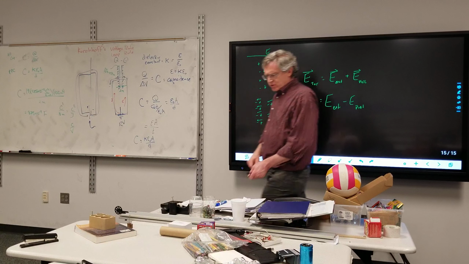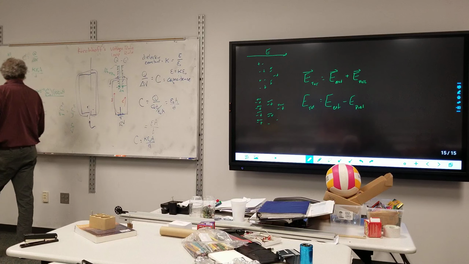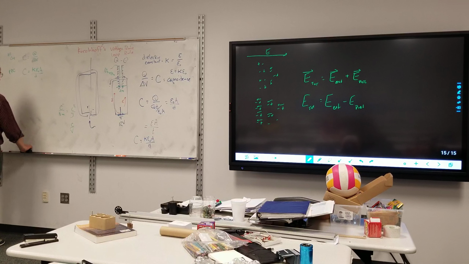So we've got a couple other equations here for the parallel plate capacitor. I know that if the electric field is constant in space, then my change in potential is equal to negative E dot x.